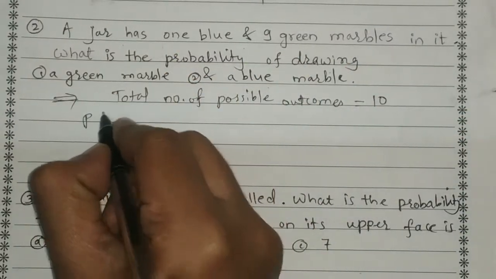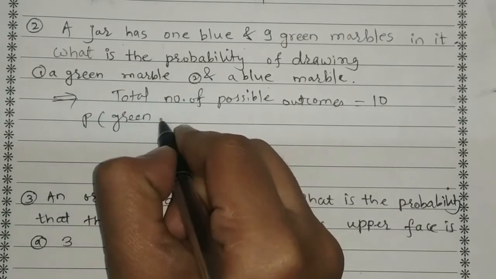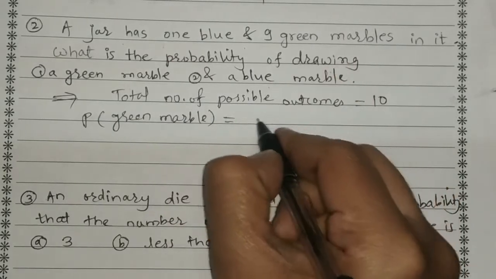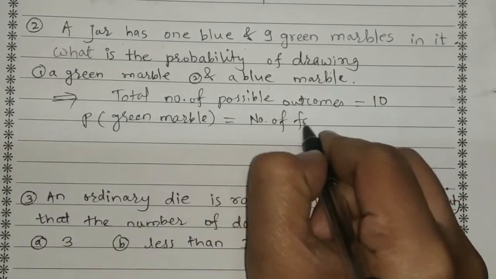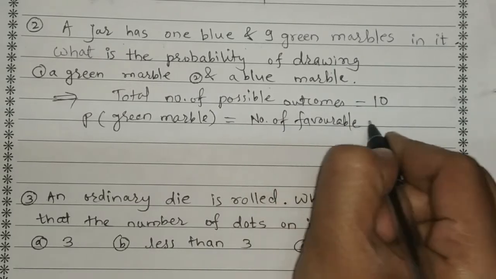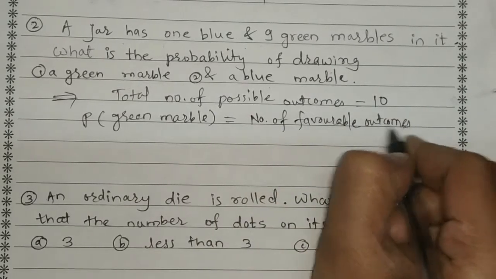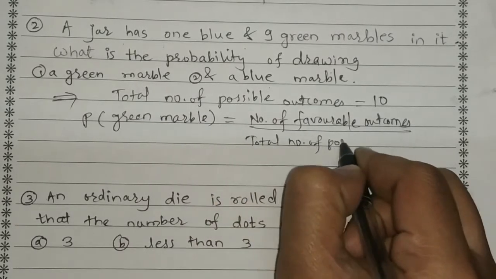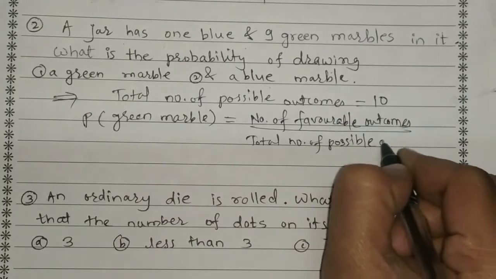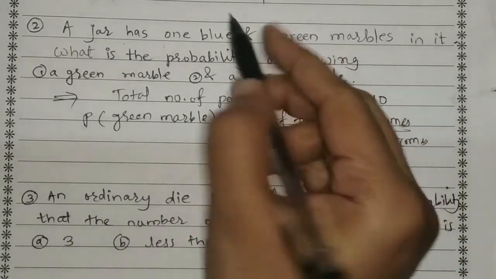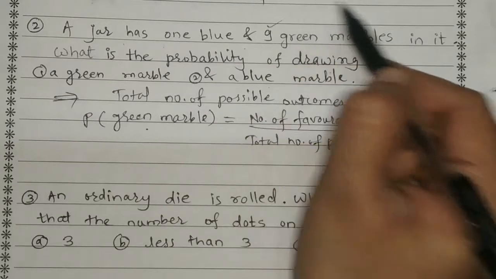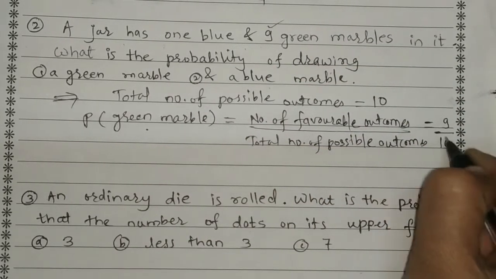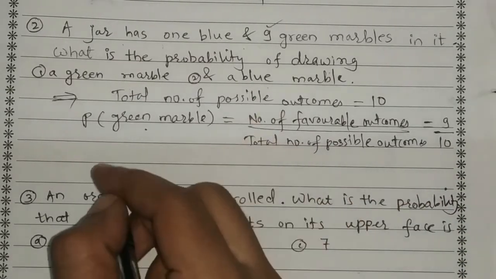Now we want to pick a green marble. So the probability of picking a green marble is equal to, we'll write down the number of favorable outcomes divided by the total number of possible outcomes. So if you see here, there are 9 green marbles, so they are 9 in number and the total is 10. So 9 by 10 is the probability of picking a green marble.